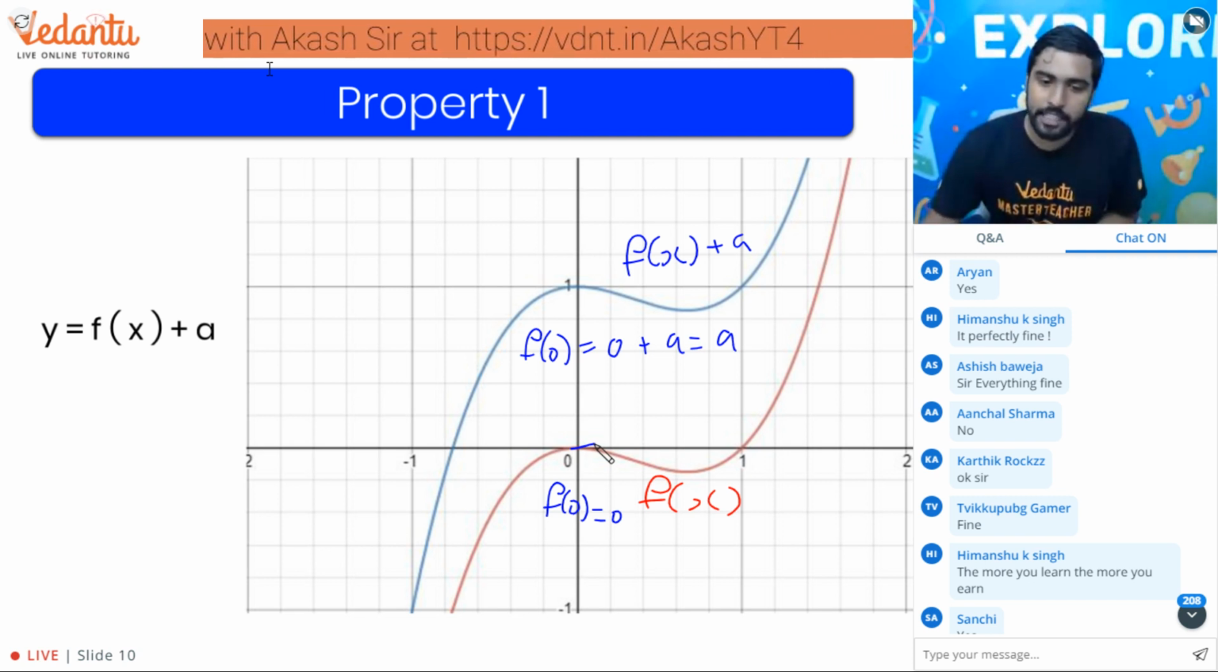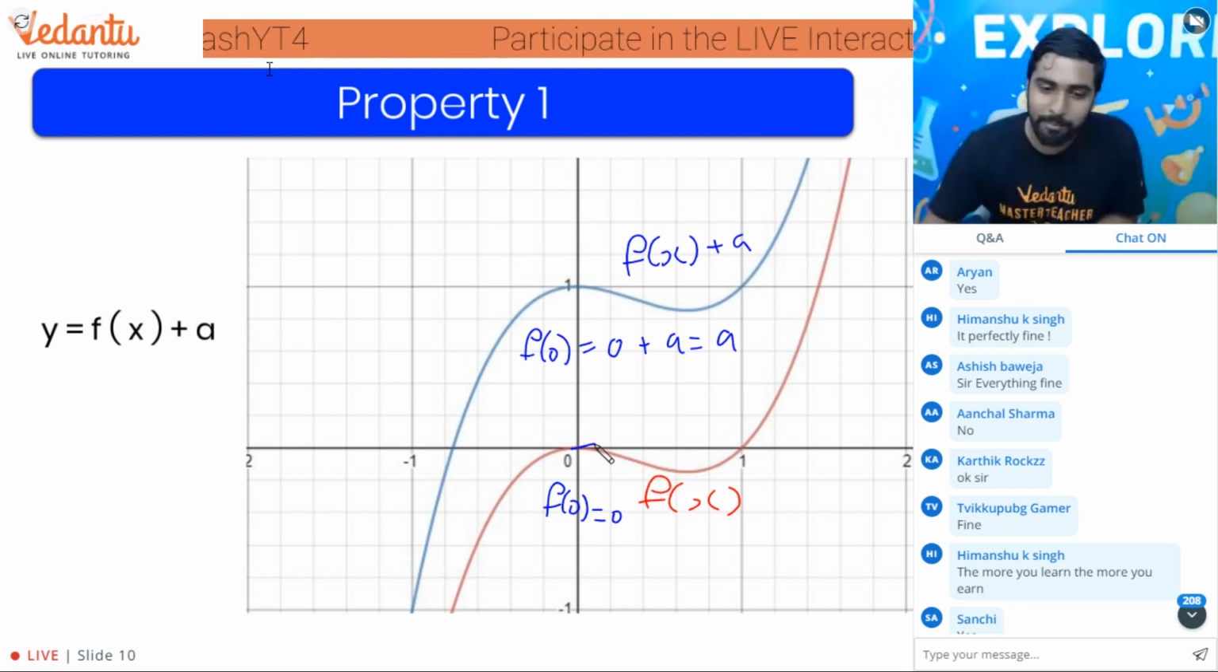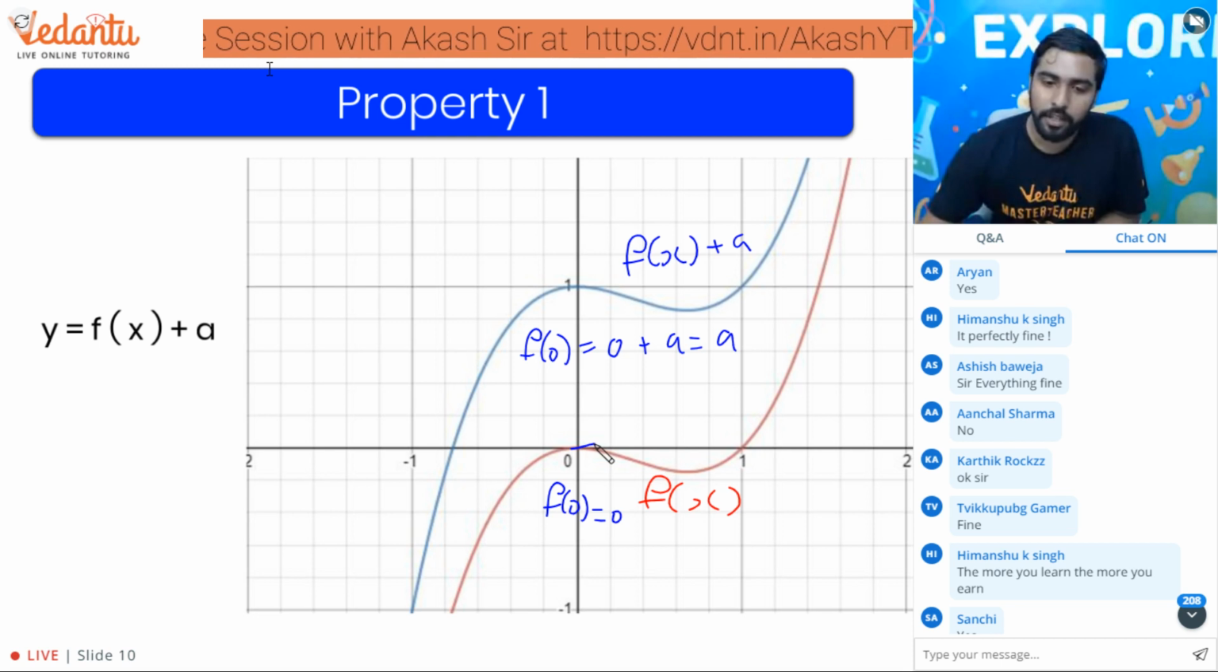Upwards, how much will I move it? I will move it upwards by 1 unit. And these points will again be minus 1 and 1. Are you guys able to see this? So this will be my new graph of minus mod x plus 1.